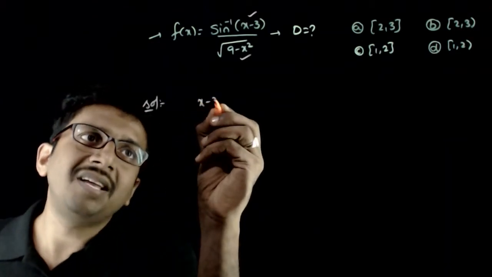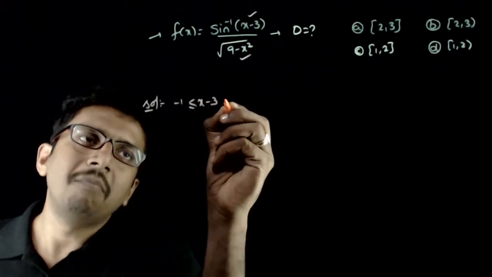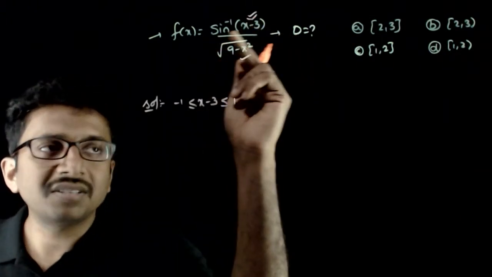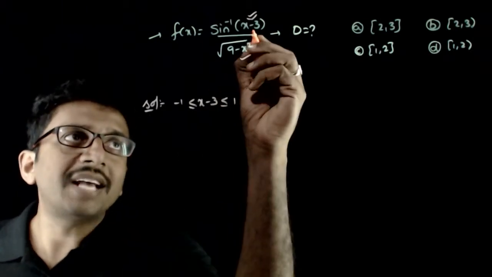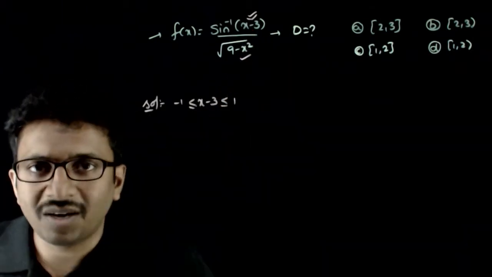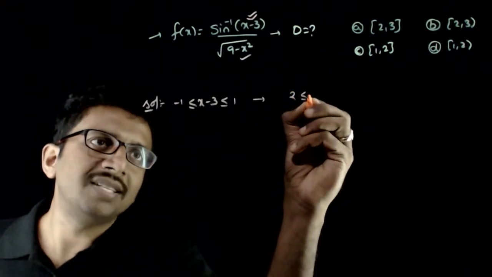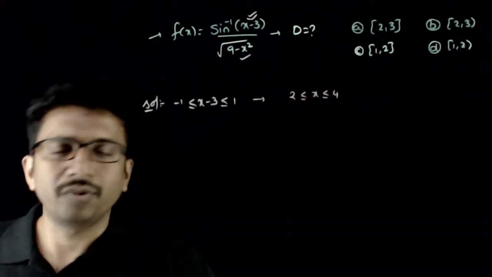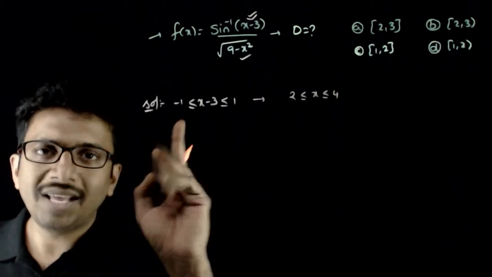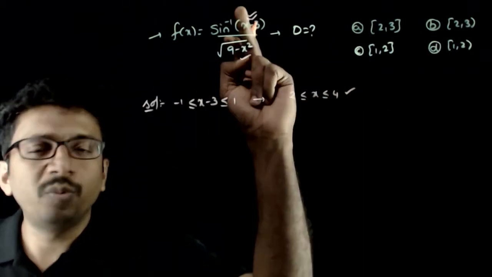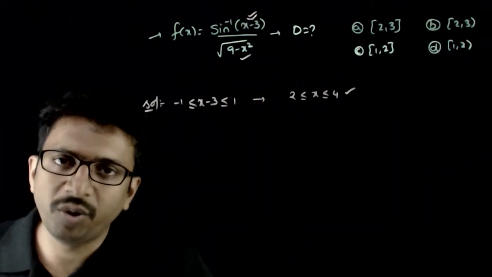x minus 3 has to be in between minus 1 and plus 1, right? Because the domain of sine inverse is minus 1 to plus 1. So x minus 3 should be in between minus 1 and plus 1. That is, if I add 3 on both sides, 2 less than or equal to x less than or equal to 4. So this is one condition. For the numerator to be defined, x has to be in between 2 and 4.